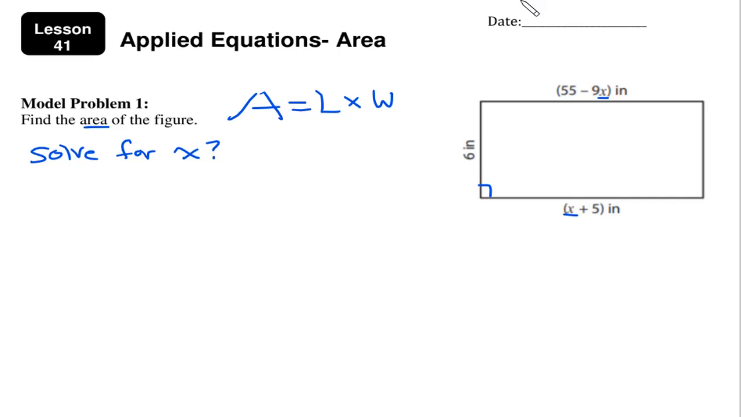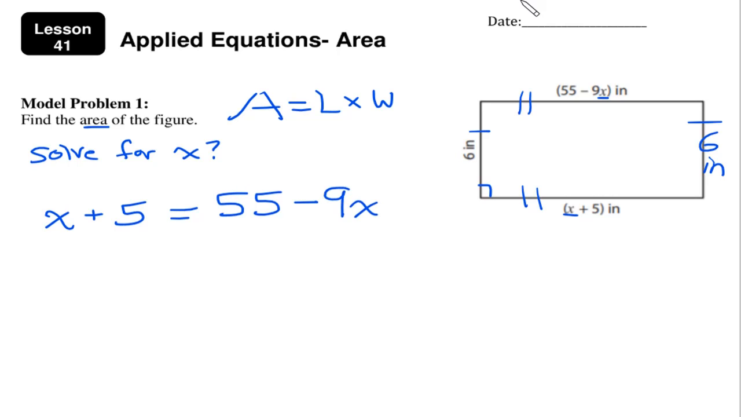But if you recall, we're talking about a rectangle. If this side is 6 inches, this side should also be 6 inches. And which also means that this side is equal to this side. Remember, we mark it like that. So this 1 dash is equal to 1 dash, and this 2 dashes is equal to this 2 dashes. So I'm going to write an equation for that, just writing that these sides are equal. I'm going to say the bottom side, x plus 5, is equal to the top side, which is 55 minus 9x.